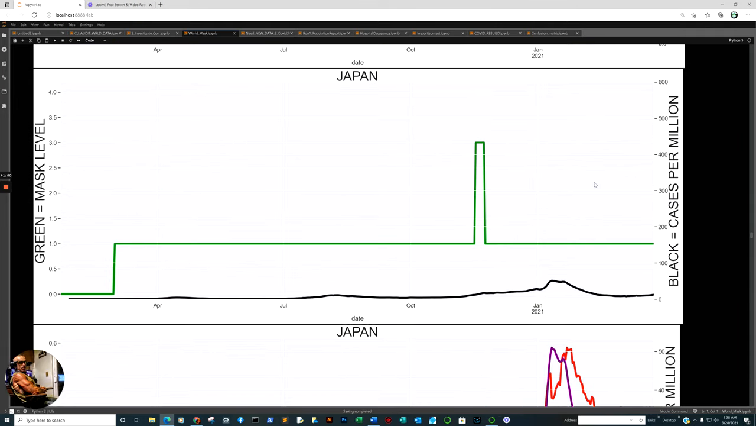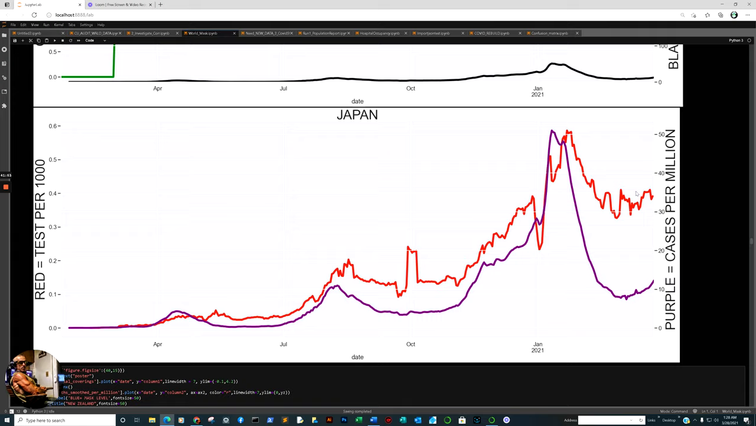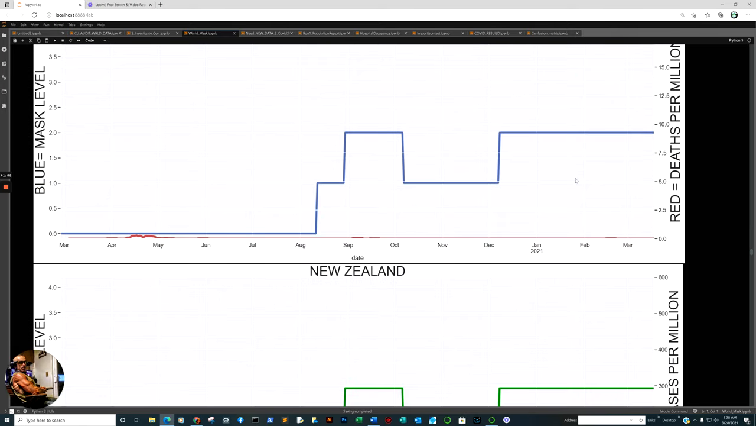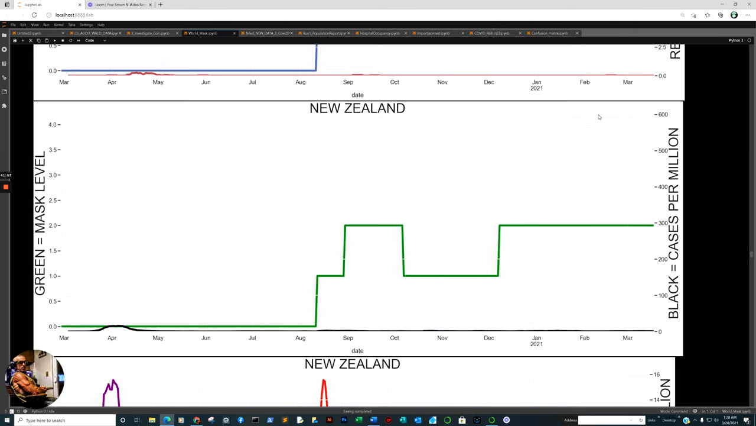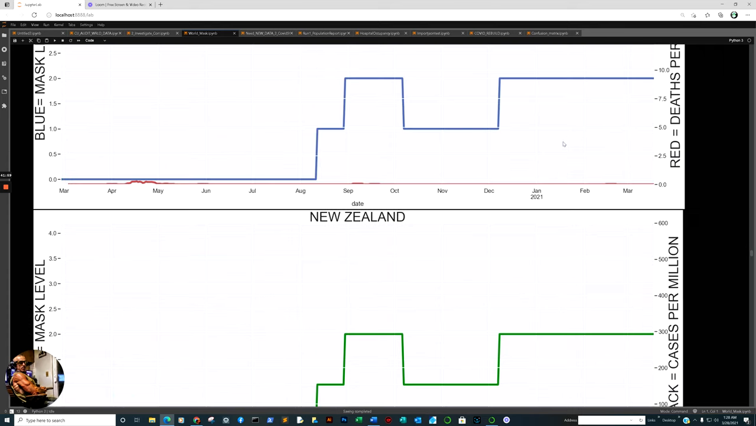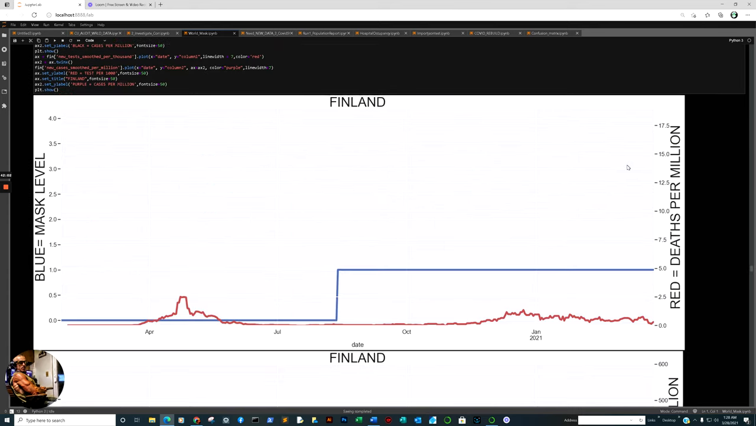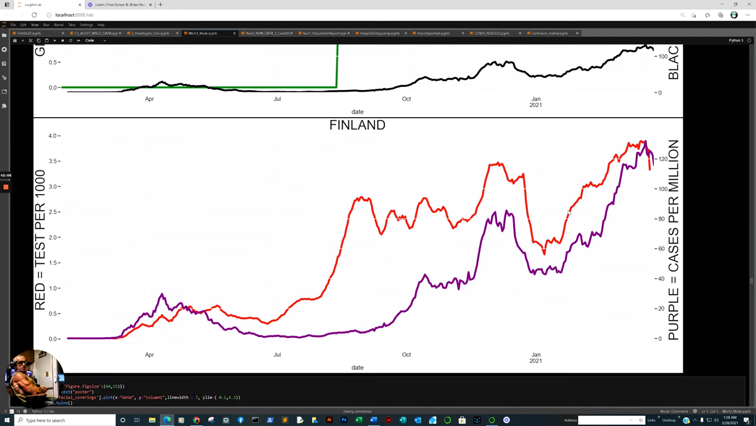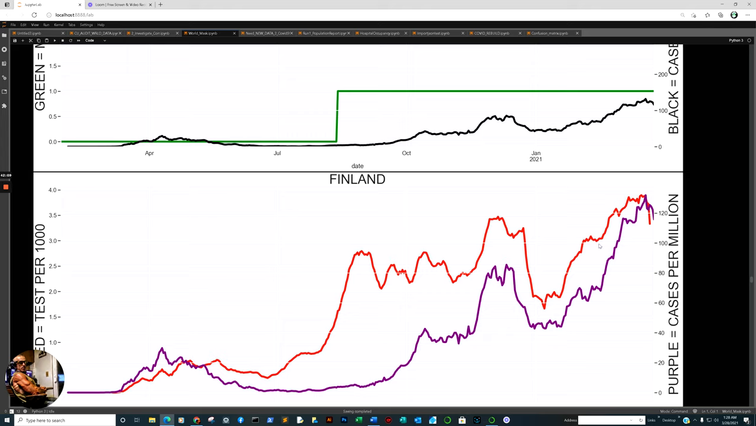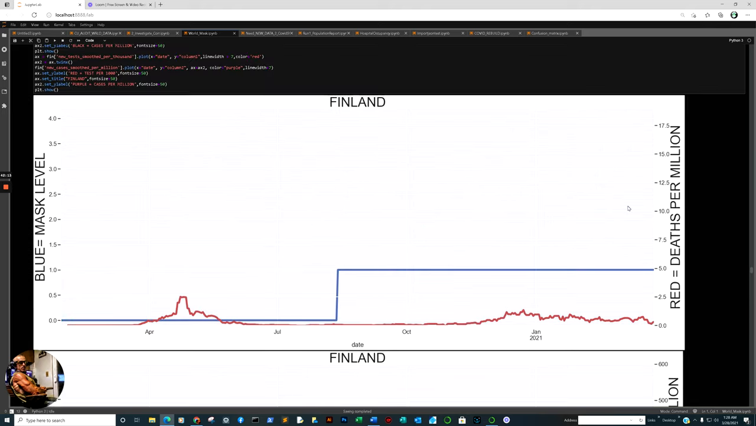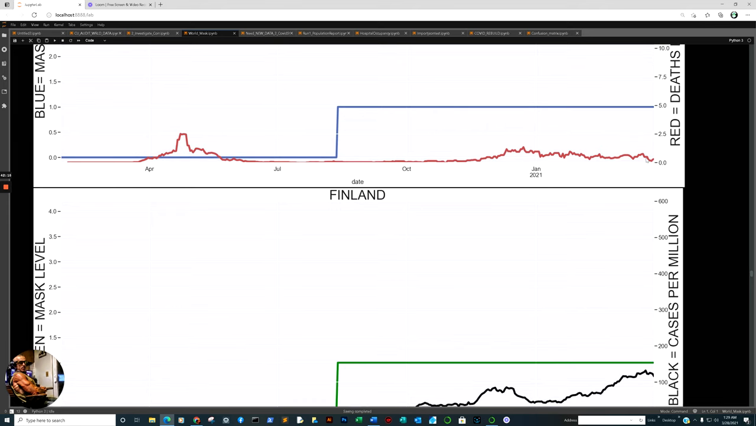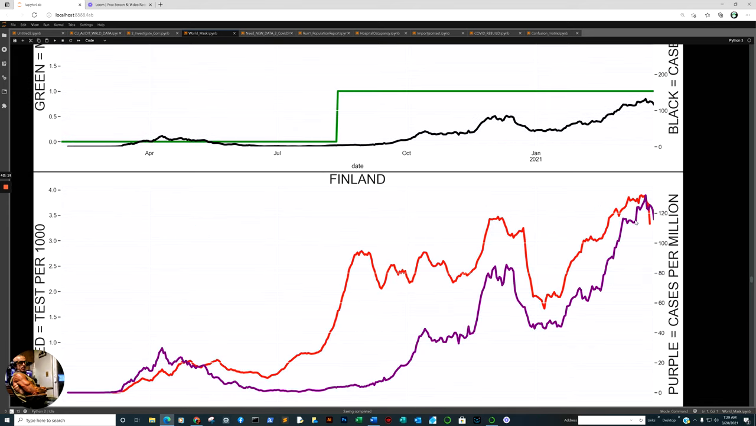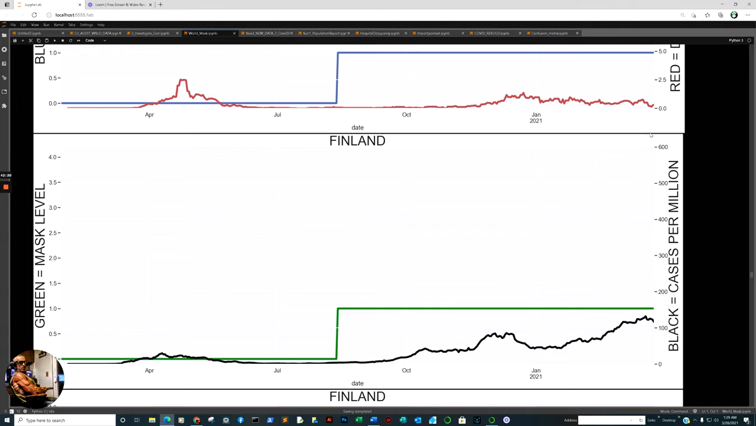And then Japan, Asian friends, nice separation, nothing. New Zealand, Oceania. And look at this. It's like they're right along the x-axis. Finland. Finland was worrisome a little bit. Yeah, they went to a 1 on the mass level, which means it was kind of recommended in certain areas. And the test, but there was no panic. And, you know, that's the deaths per million. You know, your cases are up there. But your deaths, no. Which really is what matters.